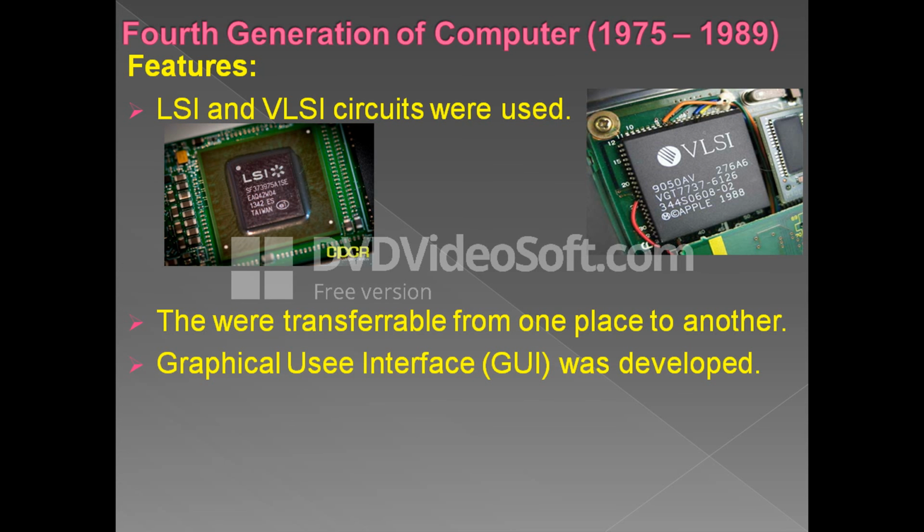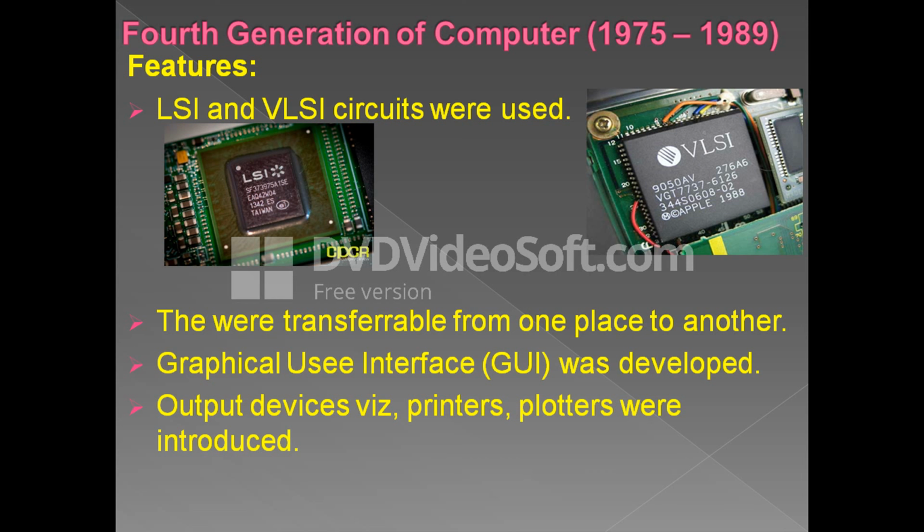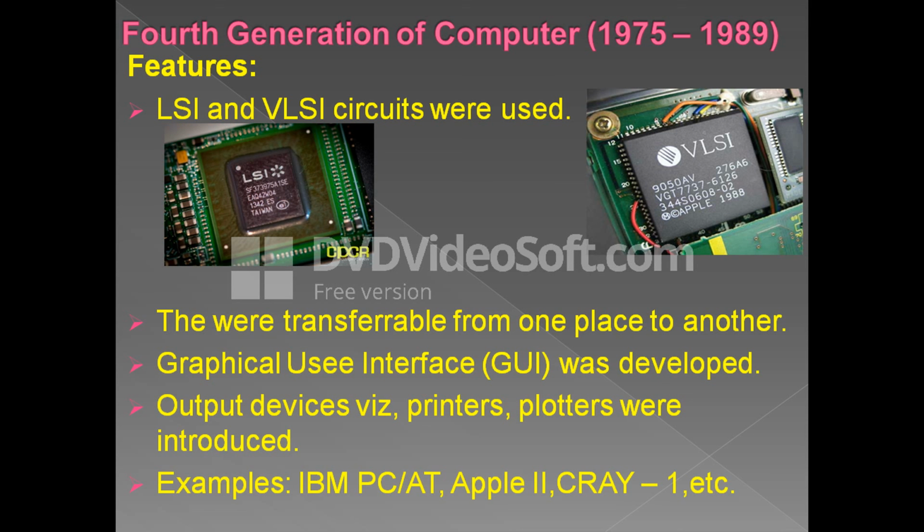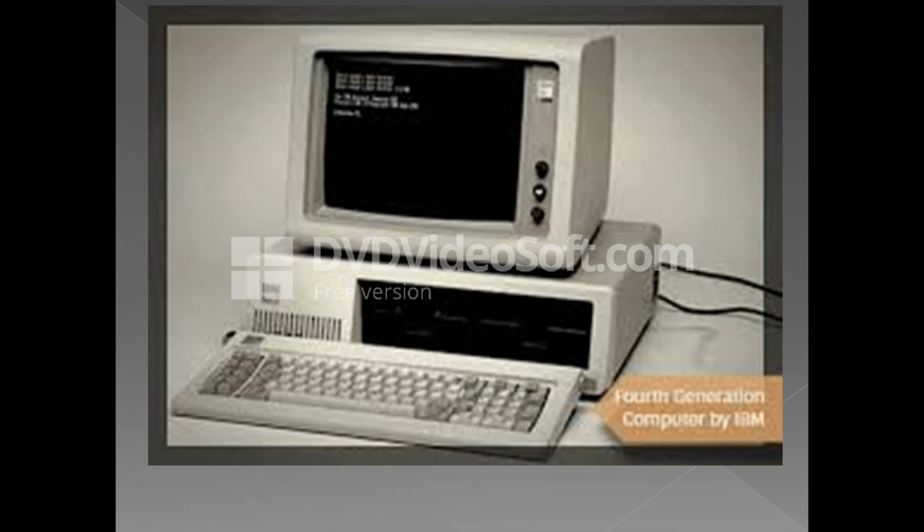Now output devices like printer and plotter were introduced. Examples: IBM PC AT, Apple II, Cray-1 and so on. So this is an image of a fourth generation computer which was again developed by IBM. And do you know the full form of IBM? The full form of IBM is International Business Machines.